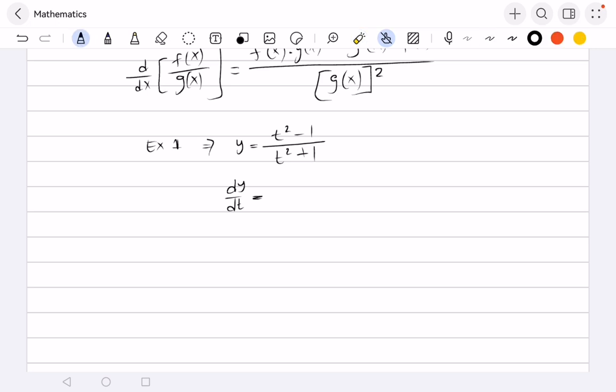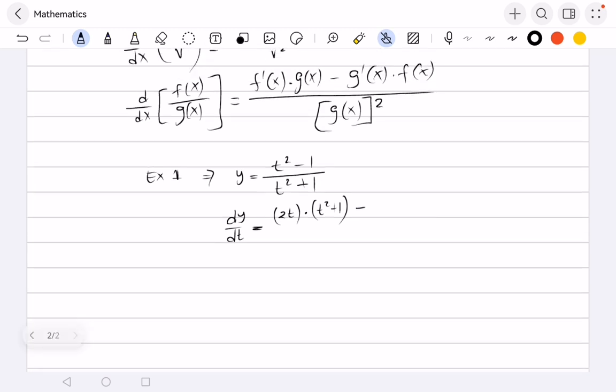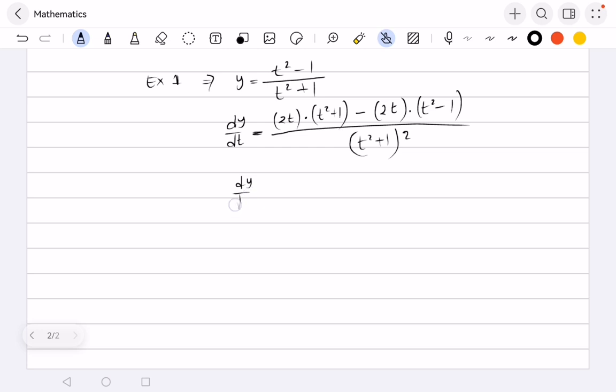Now what do? Remember, this one here is like your u, and then this one here is like your v, right? So what do? You differentiate u, which is t squared minus 1. You differentiate it, you're going to get 2t using the power rule, multiply by t squared plus 1, which is your v, right? Then you're going to minus, remember the rule, minus the differentiation of the bottom function, which is 2t also, right? Multiply by the top function, which is t squared minus 1, all over t squared plus 1 all squared, right?